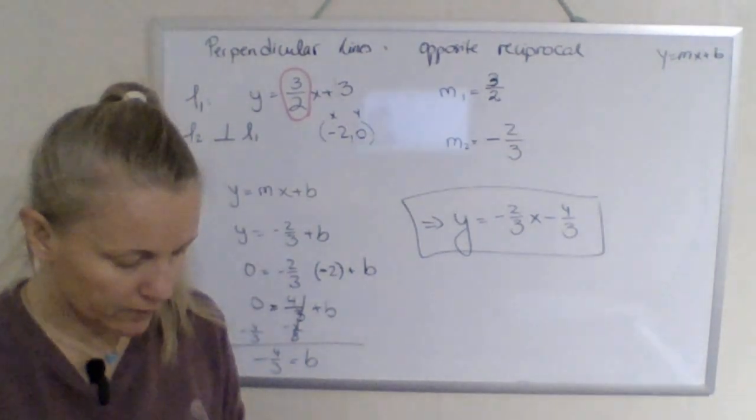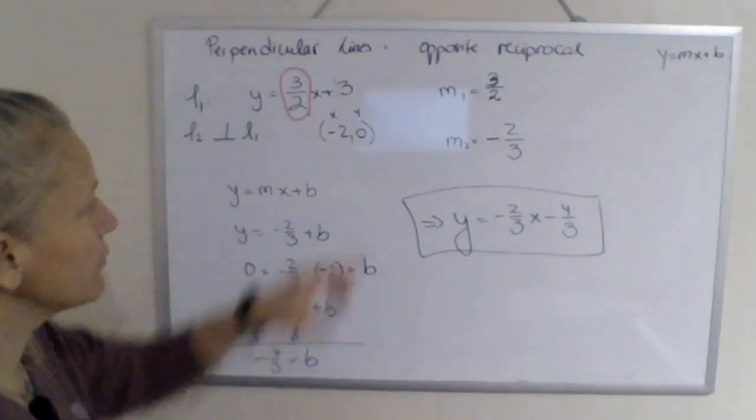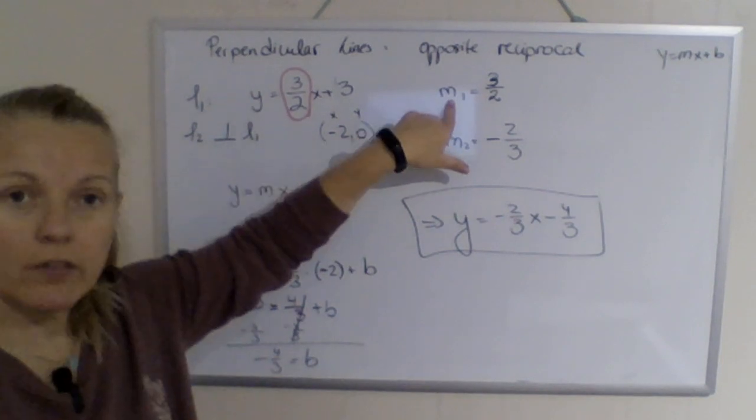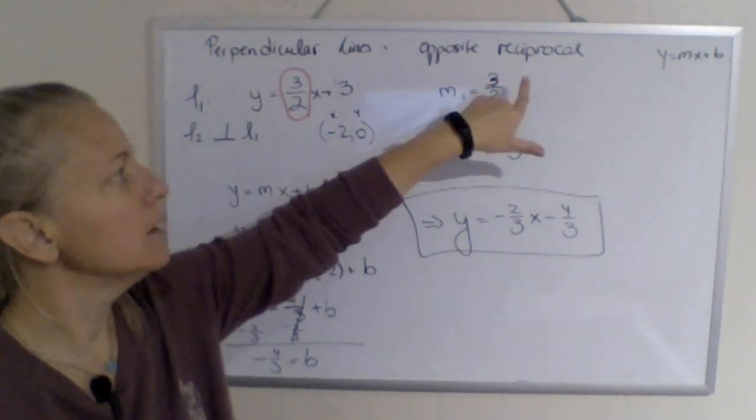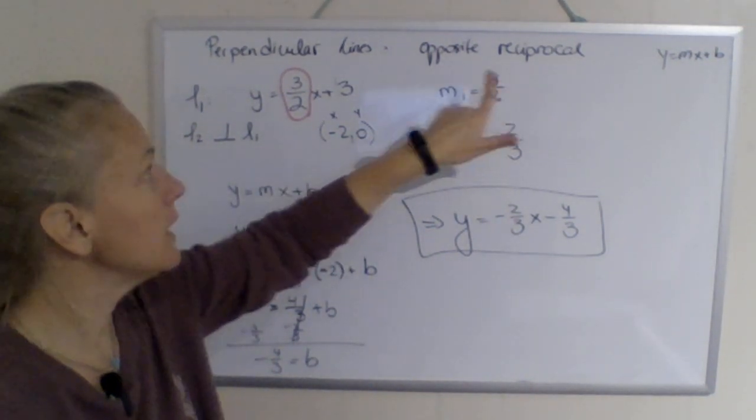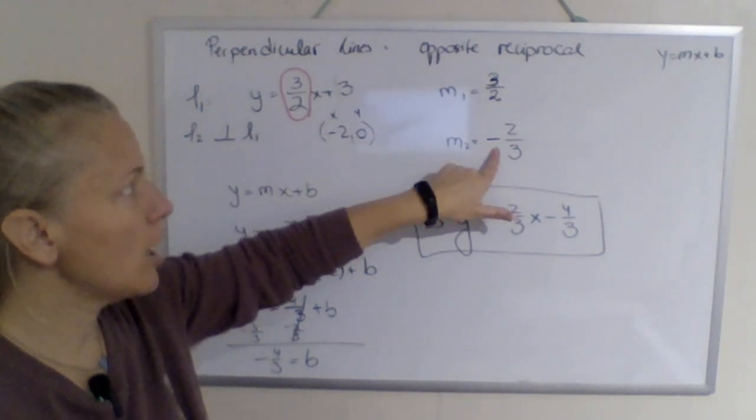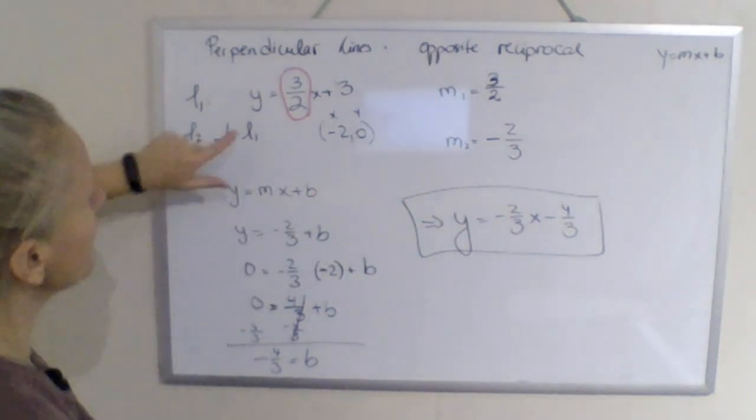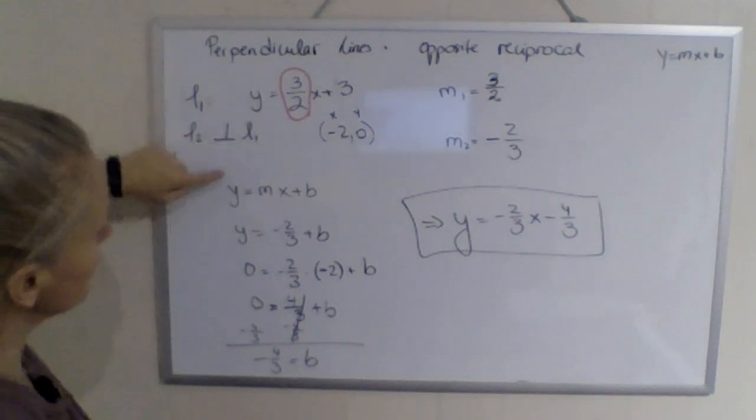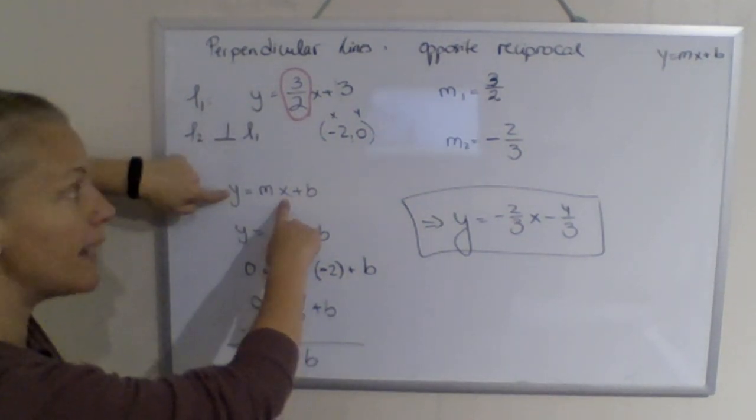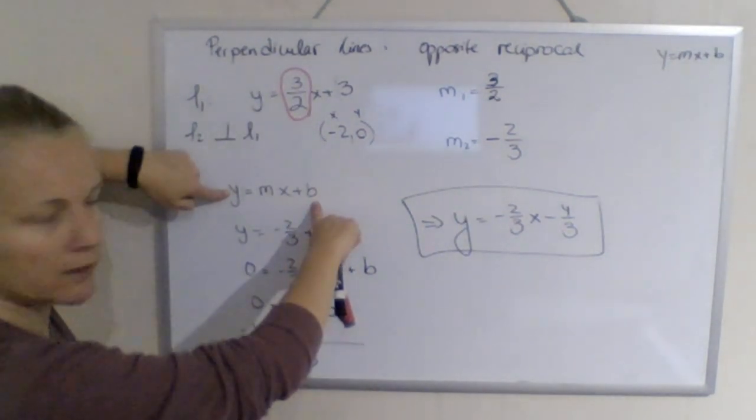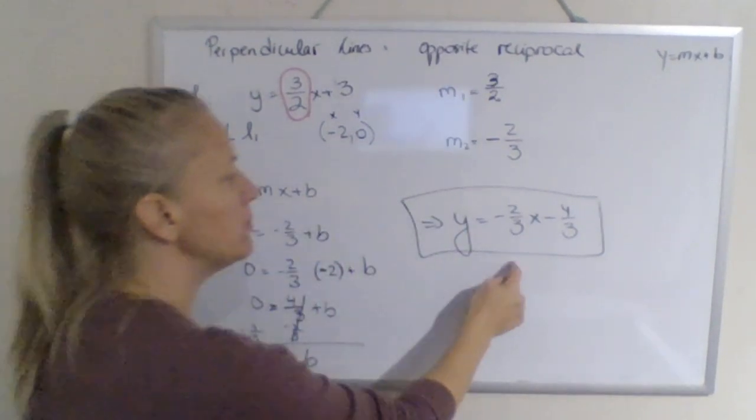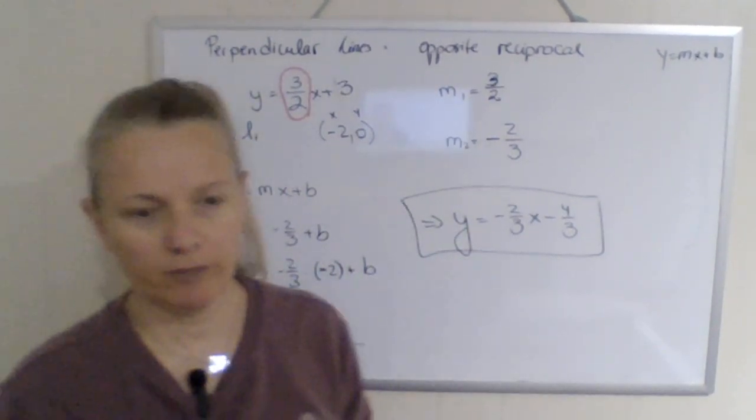So really there are a few steps. First, you have to identify your first slope. Then, if the lines are parallel, the slope stays the same. If the lines are perpendicular, you need the opposite reciprocal. And then you have to remember that the point they give you, you're going to replace in the place of x and y to find your b or your y-intercept. Once you have all that, you plug it all back in and you have your answer.